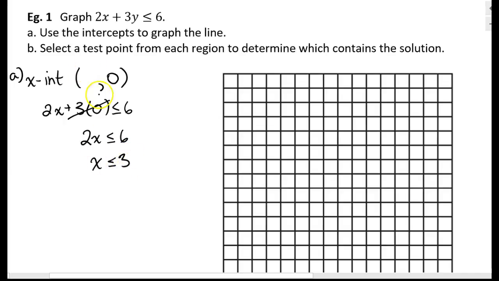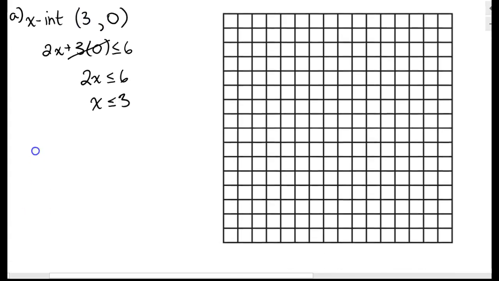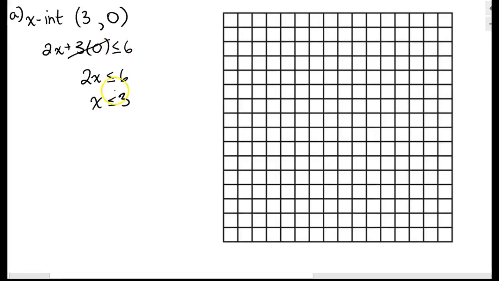So the key idea is that 3 then becomes my x-intercept. You could also change this to be an equal sign just to treat it in order to solve for your x-intercept. I'll show you what that looks like with the y-intercept.